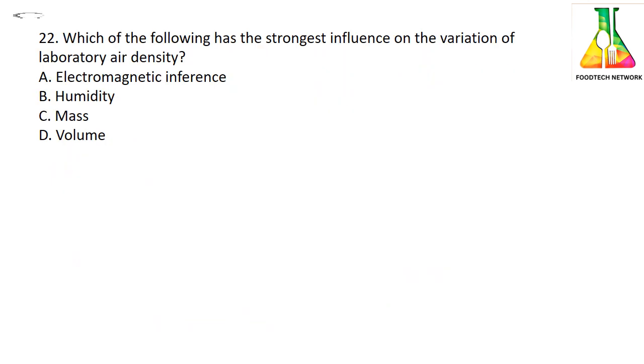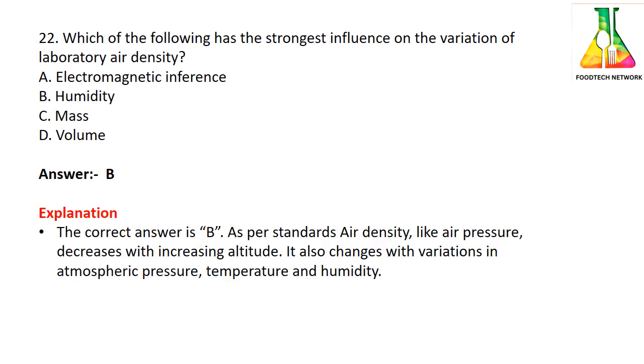Question number 22. Which of the following has the strongest influence on the variation of laboratory air density? Option A, electromagnetic reference; option B, humidity; option C, mass; option D, volume. So B, that is humidity.